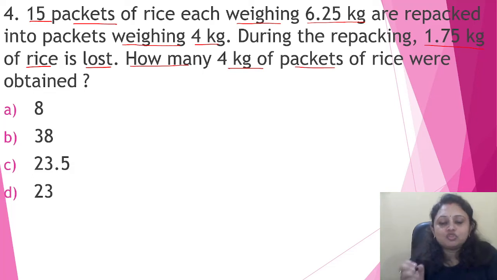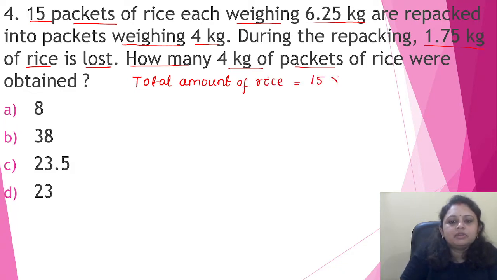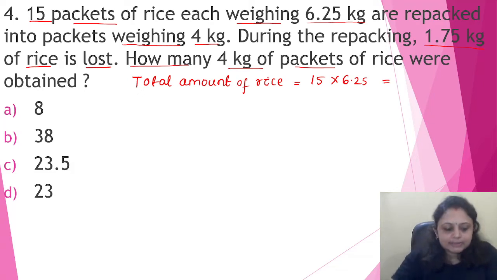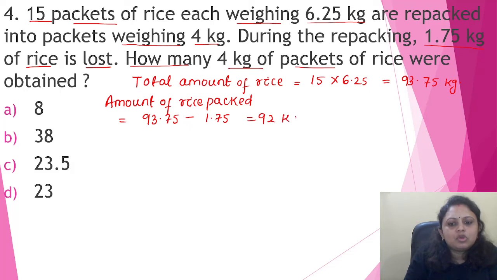So what do we need to do? First we need to find the total amount of rice, right? So the total amount of rice is equal to 15 into 6.25 kg. One packet contains 6.25 kg, so 15 packets will be 15 into 6.25 kg, which is 93.75 kg. And during the repacking, 1.75 kg of rice is lost. So what amount of rice is packed? That is equal to the total amount of rice 93.75 kg minus the amount of rice lost, that is 1.75 kg, which is equal to 92 kg.